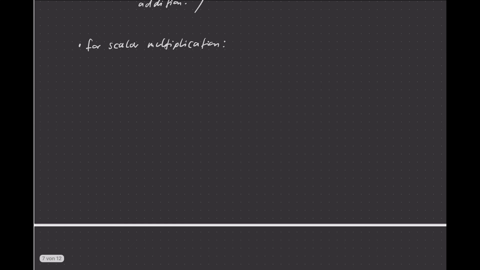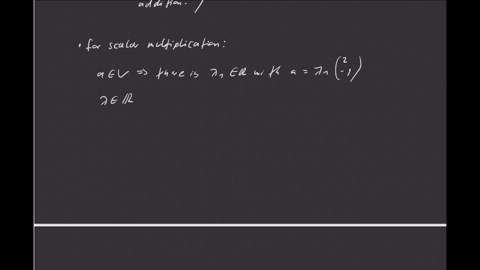What about that? Well, again, we need an A in V. And that means there is a lambda 1 in R with A equals lambda 1 times (2, -1). And we just take a lambda in R. And the question is, what about lambda times A? Is that again contained in V? So does it have the form that we require? And the answer is almost as simple here.